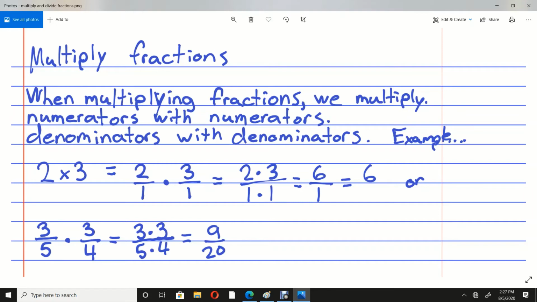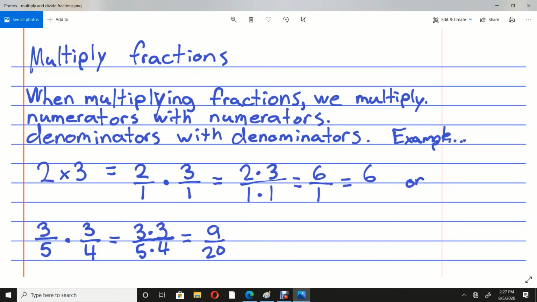So 2 times 3. All right, so first of all, remember, we can rewrite 2 and 3 as a fraction. The easiest way to do that is to just put it over 1. So we have 2 over 1 times 3 over 1. All right, so we're going to multiply the numerators with the numerators. So in the numerators, we have 2 and 3. We multiply 2 times 3. In the denominator, we have 1, so we have 1 times 1. So we have 2 times 3 in the numerator, that's 6. 1 times 1 in the denominator, that's 1. 6 over 1, or just 6.